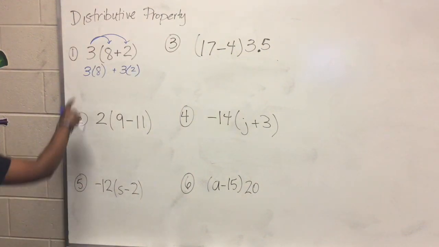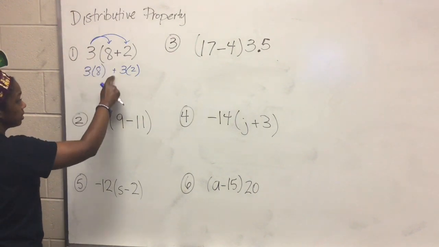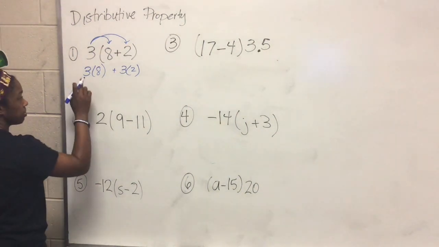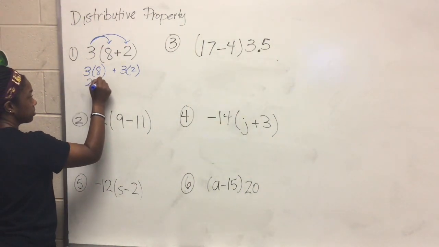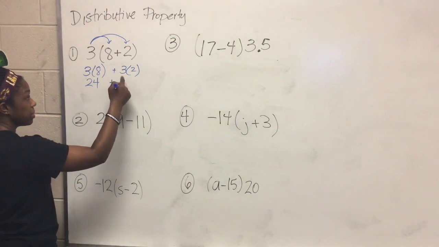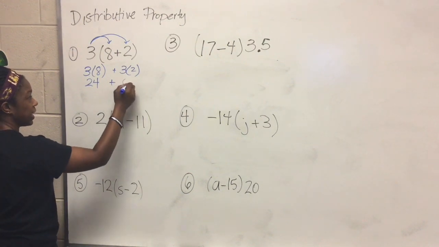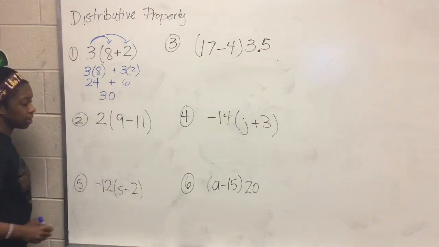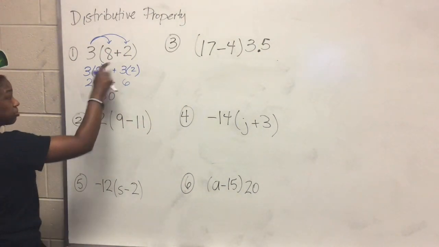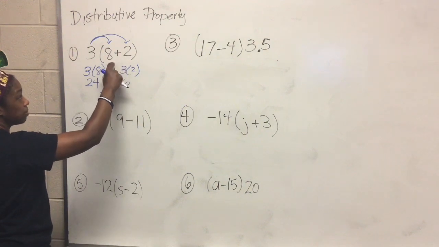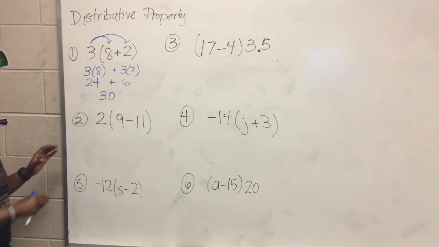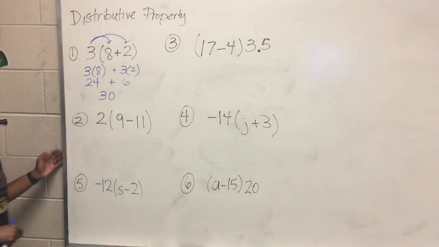Now, if you double check, you have 3 times 8 plus 3 times 2. So the step after this is fairly simple. Just multiply: 3 times 8 is 24, plus 3 times 2, which is 6. If you add them, you will get 30. Alright? Now, if you wanted to check this, you can use PEMDAS. Do the parentheses first, 8 plus 2, which is 10, times 3, and that would still give you 30. However, I still want you to work it out this way.